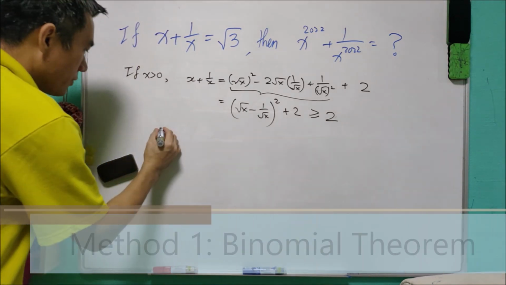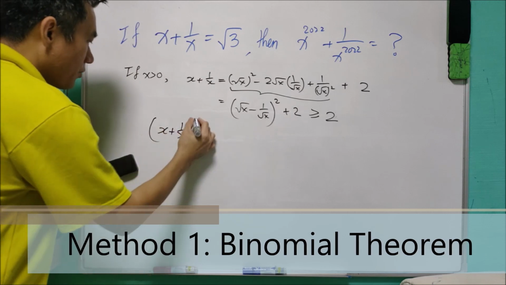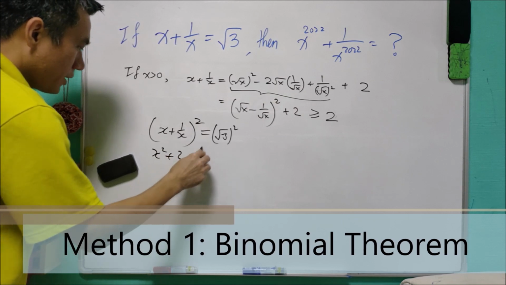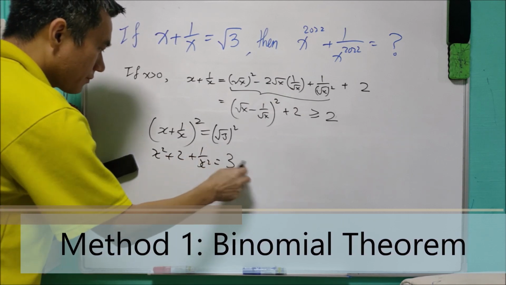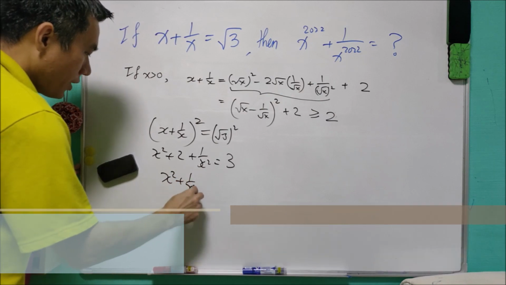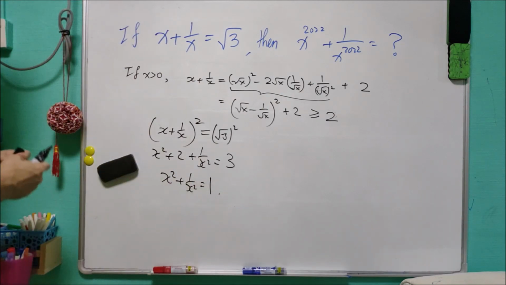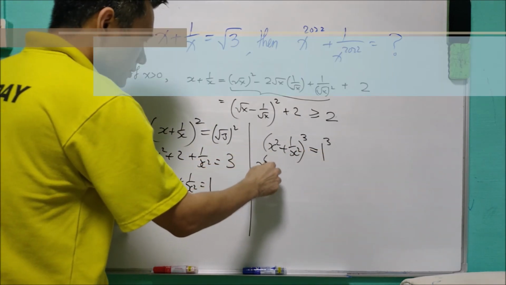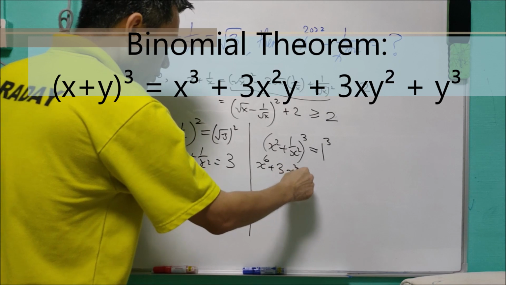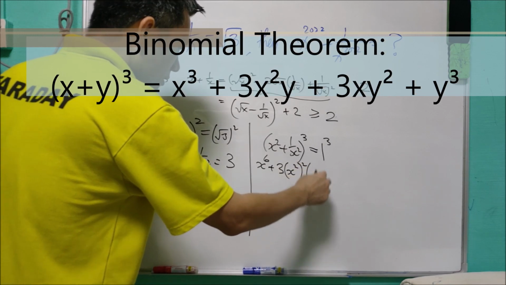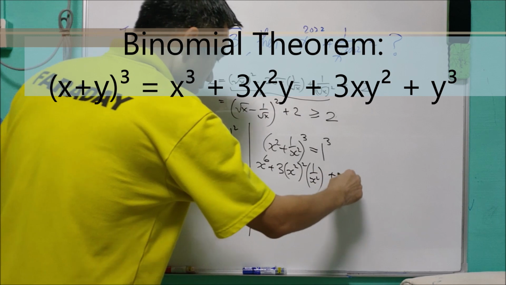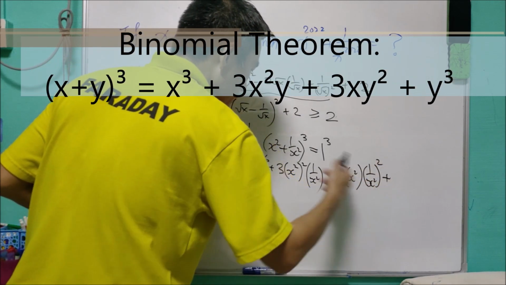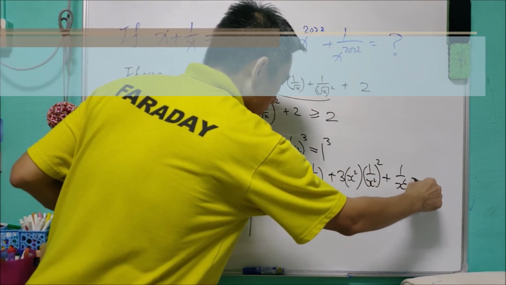Method number 1, we will square both sides and see what will happen. So this will be x squared plus 2 plus 1 over x squared equals 3. x squared plus 1 over x squared equals 1. Now from here, we will take the cube of both sides. This will be x to the power 6 plus 3 times x squared squared times 1 over x squared plus 3 times x squared times (1 over x squared) squared plus 1 over x to the power 6 equals 1.